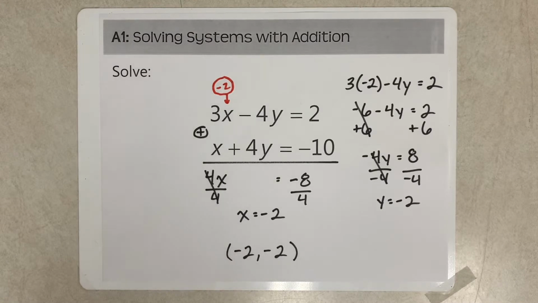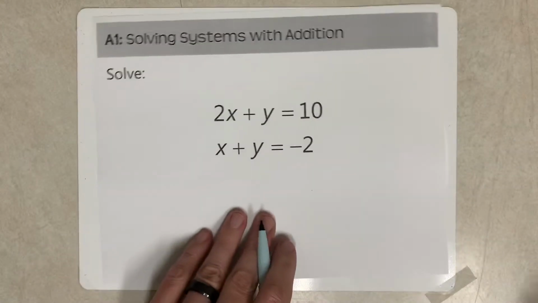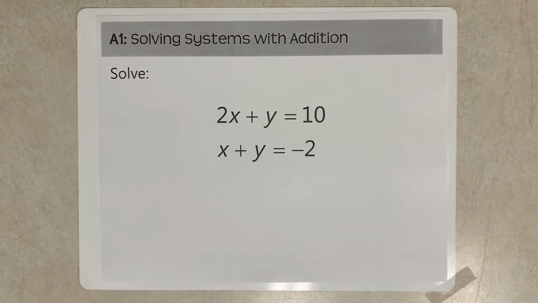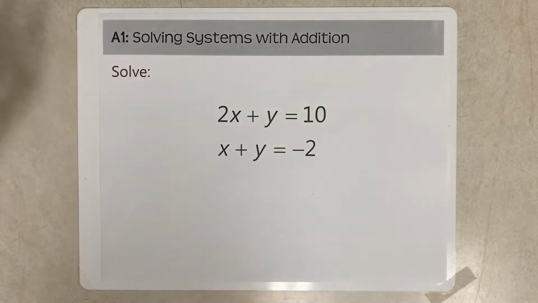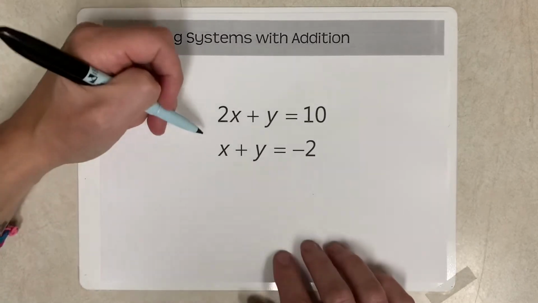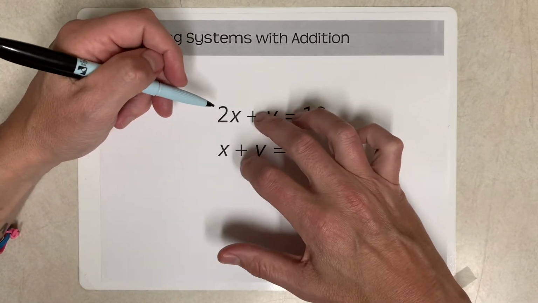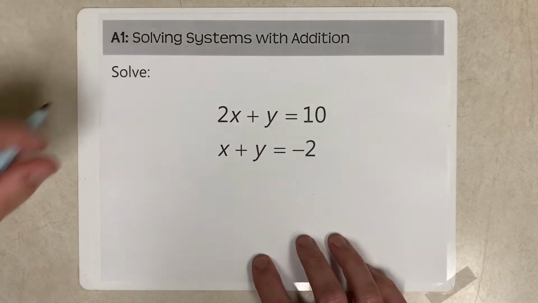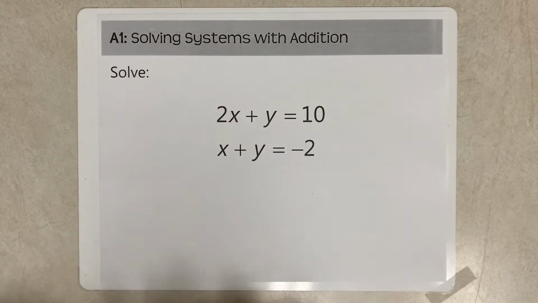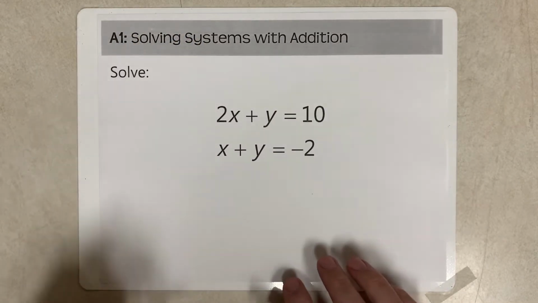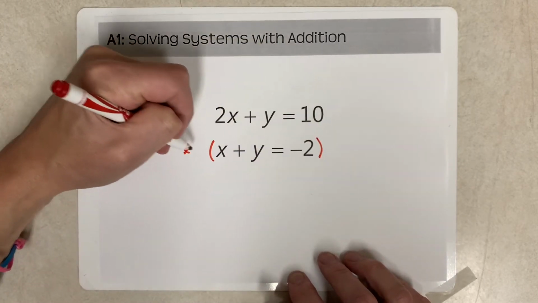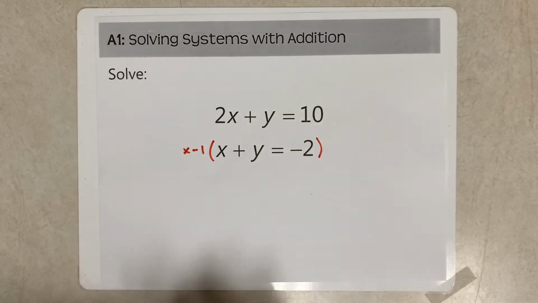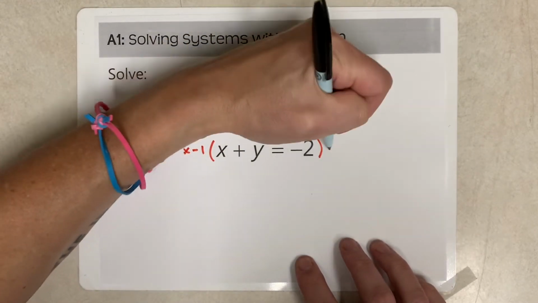Okay, next example. This one, we have 2x plus y equals 10 and x plus y equals negative 2. All right, so if we add them together, the y's are not going to cancel this time. So we need to do something. And what we need to do is take the bottom one or the top one. I'm going to take the bottom one, and I'm going to multiply everything by negative 1, which means I'm going to change the signs of all the terms. And this is what we're going to get.